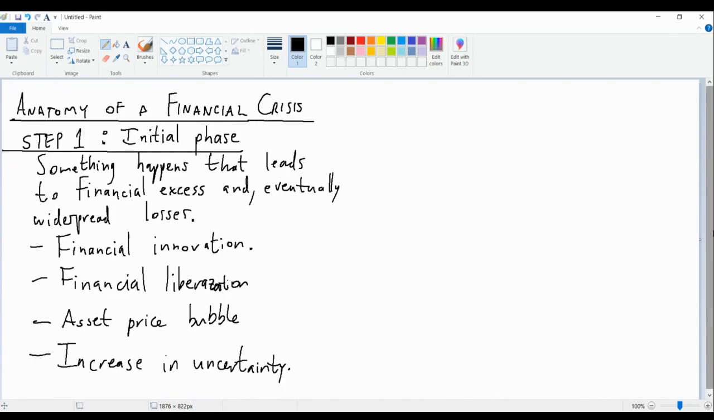So that's the initial phase. Something happens that leads to financial excess, or maybe, as I was saying, maybe it's just a rare event that gets you into trouble, that the text refers to as an increase in uncertainty. That's step one.